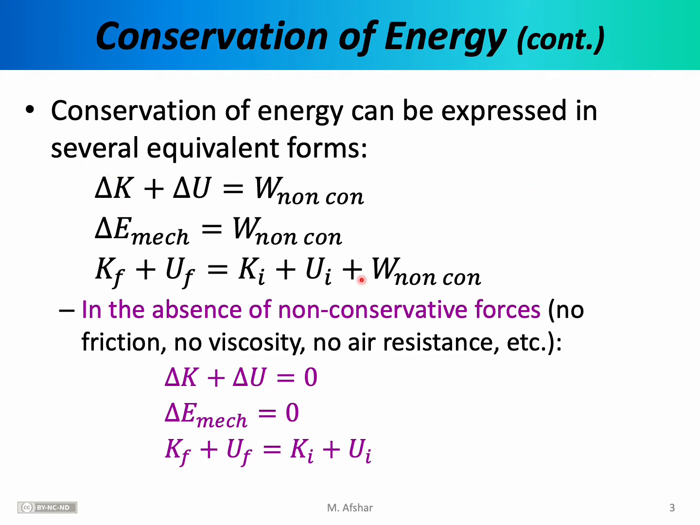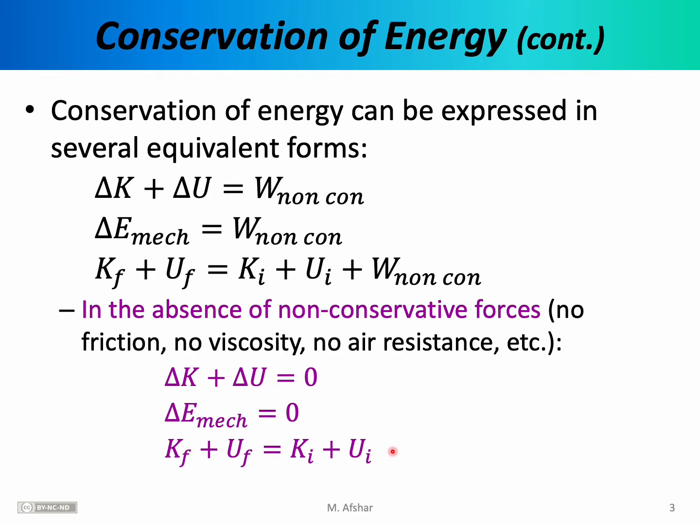When that happens, the three equations that we listed up here simplify a little bit. This first equation simply becomes delta K plus delta U is equal to 0. This second form of the same equation just becomes delta E is equal to 0, and this last form simply becomes K final plus U final is equal to K initial plus U initial. Notice you can use these three equations only when you've been explicitly told that there is no friction or drag, when you know that the non-conservative forces are absent or somehow eliminated.